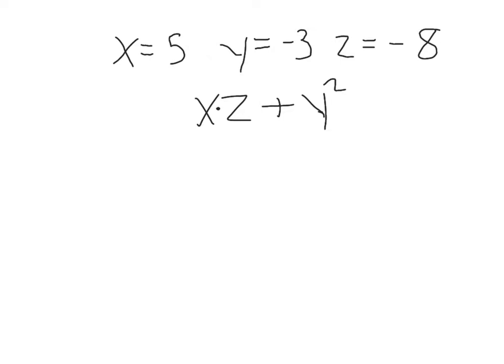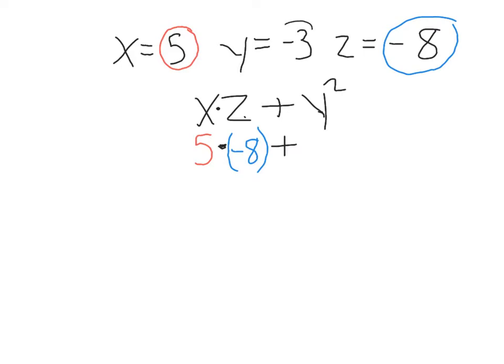Now what I'm going to do, and this is what you should do for every expressions problem, is replace all of these variables with the numbers that they represent above. So we can see X is equal to 5. I'm going to replace X with 5. Now Z is equal to -8. So I'm going to replace Z right underneath with -8. This is a multiplication symbol there. It's kind of messy. And then I'm going to replace my Y with -3.